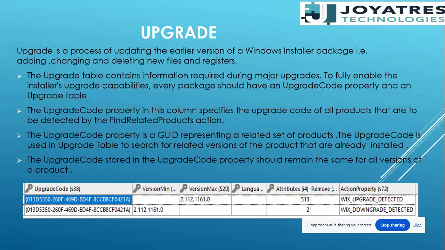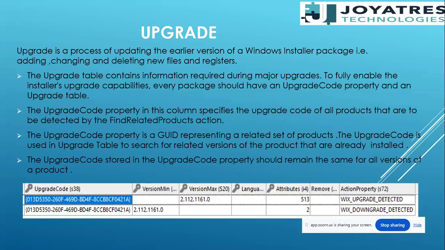The upgrade code property is a GUID. It is the same as a component: we have a globally unique identifier, and in the same way our upgrade code is similar. It is a GUID representing a related set of products. The upgrade code is used in the upgrade table to search for related versions of the product that are already installed. So it helps us identify which version is already installed on the user's machine.